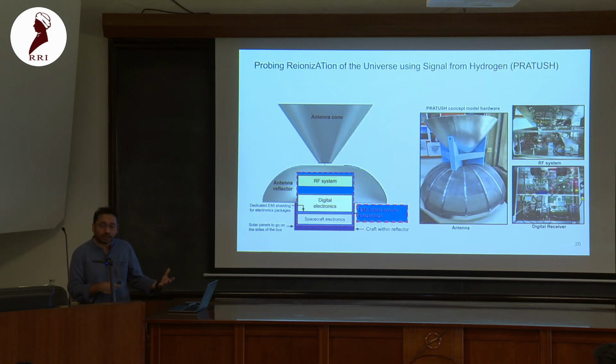And that was the reason we proposed another experiment, and they are supposed to go hand in hand. This is called PRATUSH, which is proposed to fly in space. The architecture is very similar, but the idea is to compactify all of this to make it into a single payload unit. And I'm very happy to say that we have already completed our laboratory model. So these are different subsystems: antenna, the front-end receiver, and the digital electronics.